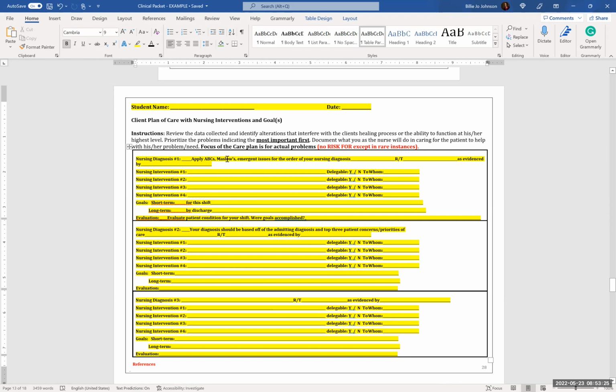Your goals, you'll have short-term goals and your long-term goals. Now, your short-term goals are going to be what you're developing for this shift. So by the end of the shift that you're here for, what are your goals? And then the long-term is going to be, what are the goals by discharge for this patient? And the way we evaluate is we're evaluating that condition, right? Evaluating a short-term goal for that shift. Were they accomplished? Okay, you'll do that for all 3. Make sure you have diagnosis, interventions, goals, and evaluations, along with your delegation. Okay, are you able to delegate those tasks?